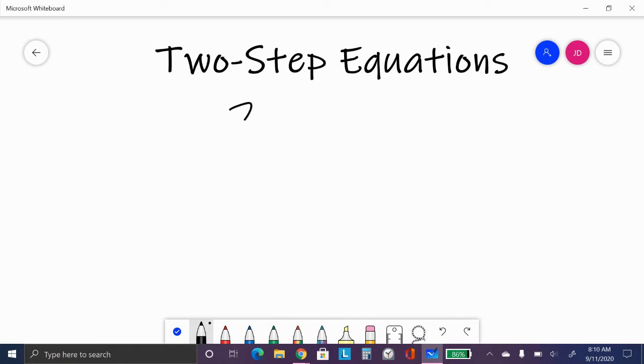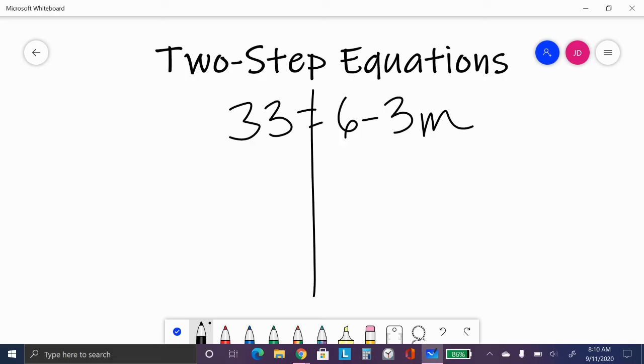Let's look at 33 equals 6 minus 3m. We'll do a different letter here. Now, again, the letters don't all have to be on the left side. This could also be on the right side. Now, we've got to be careful with this one, because we have 6 minus 3m. This is the same thing as adding 6 over here. Another way to write this would be negative 3m plus 6. That's another way to write this.